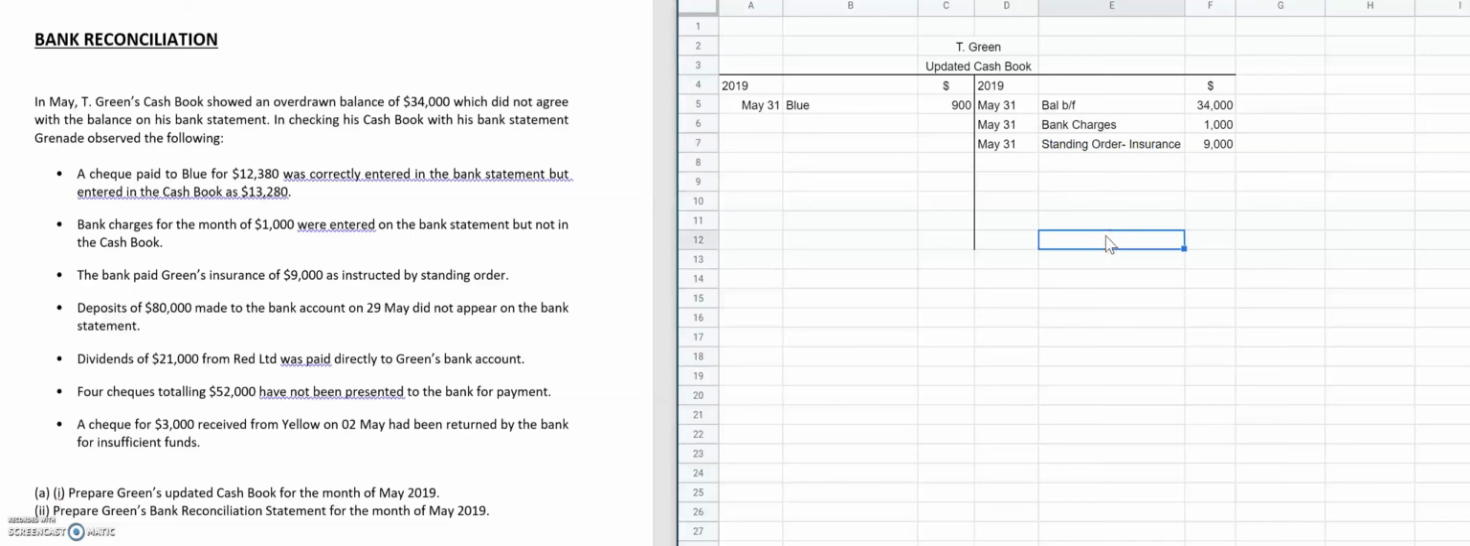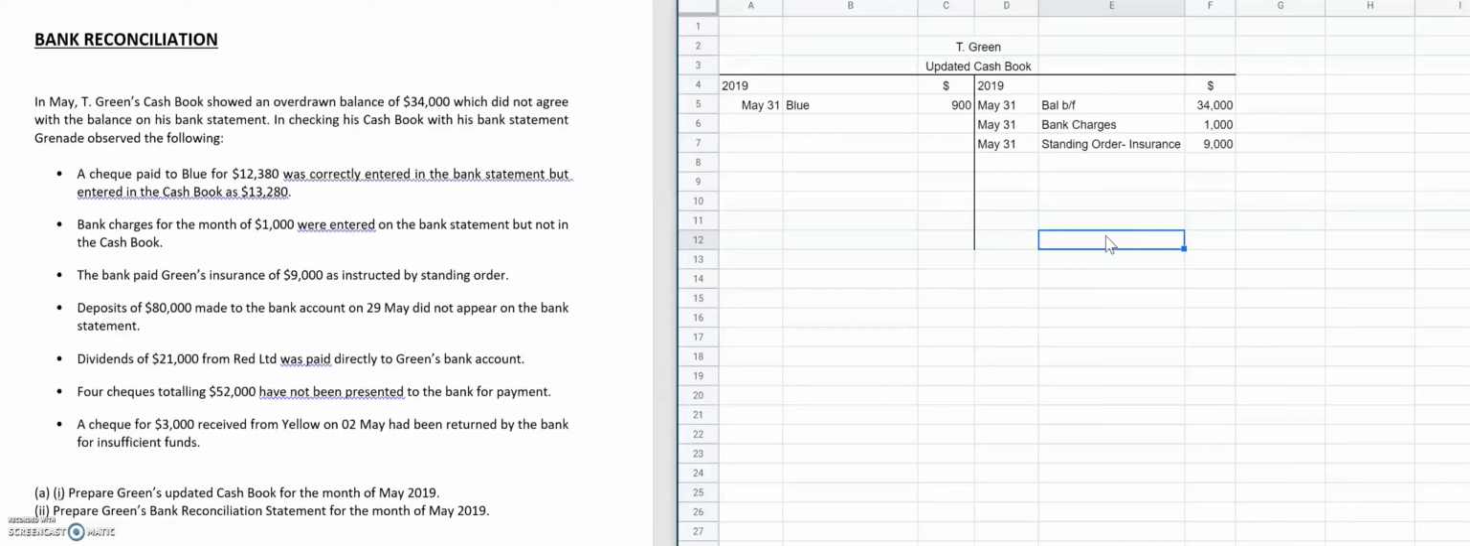Okay. Next entry, deposits of $80,000 made to the bank account on 29th May did not appear on the bank statement. So it did not appear on the bank statement, so therefore we need to put it in the bank reconciliation statement so it will not go in our updated cash book.